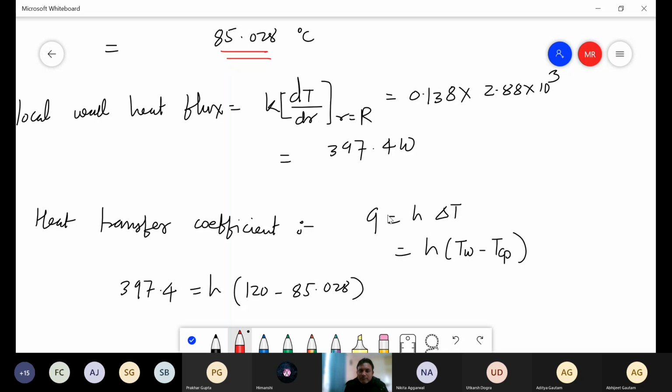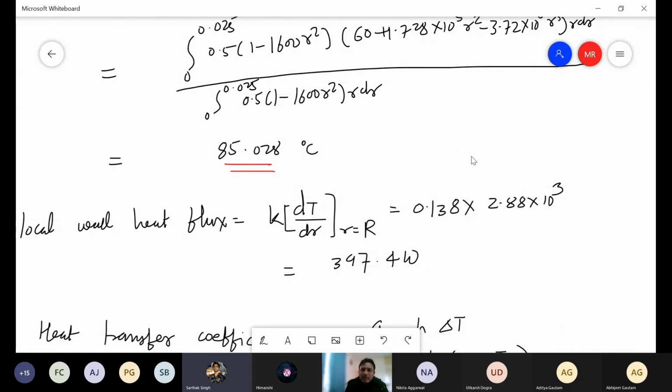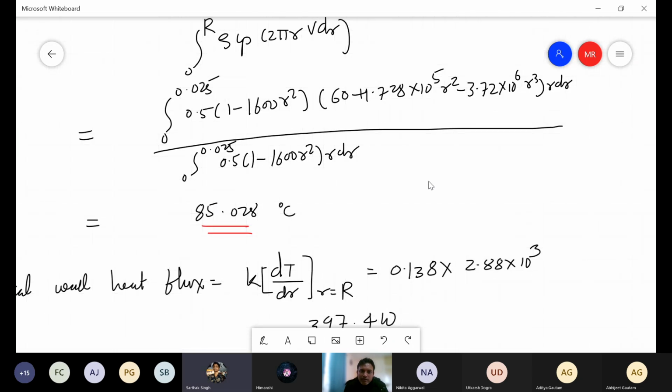Sir, I had a doubt: why are we using cup mixing? Why are we doing bulk minus wall? Cup mixing temperature is the average temperature you are going to find in a fluid, isn't it? Inside the fluid, correct. So that's why you are averaging it over the radius, over the velocity, over all the properties, isn't it? Okay, fine.